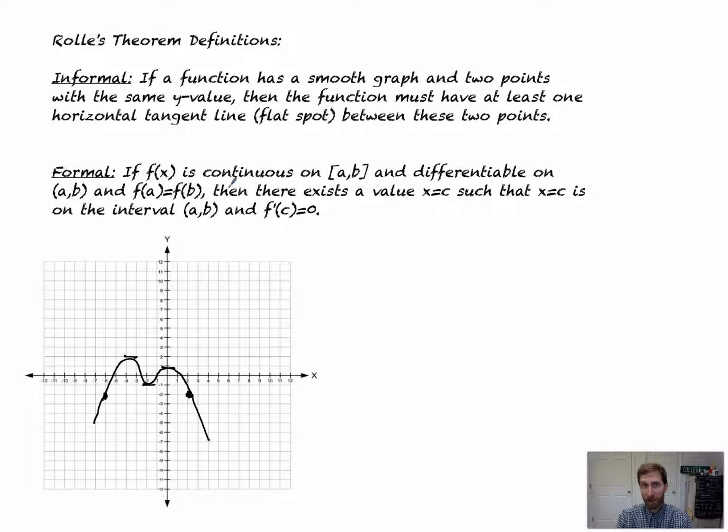You might see this formal definition. Let me just read it to you, just so you're in good shape with it. If f of x is continuous on the closed interval a to b, and differentiable on the open interval, so from here to here we're smooth, and we have that the y value of each endpoint is equal, then there exists a value c, some x value between a and b, such that the derivative at x equals c is 0.